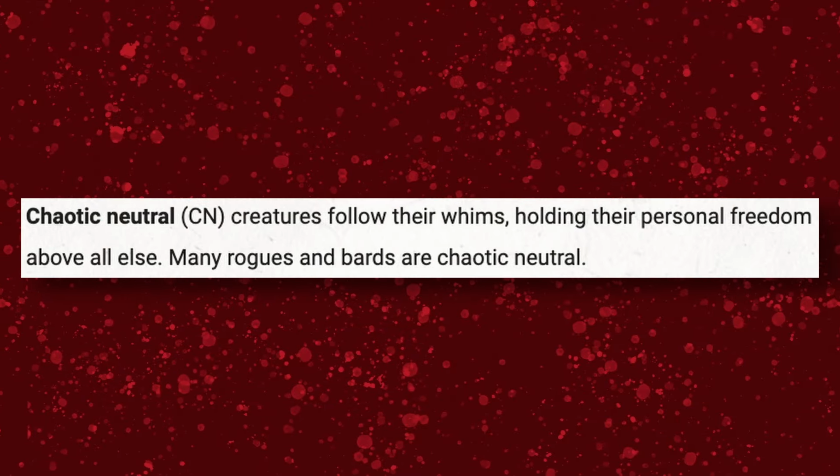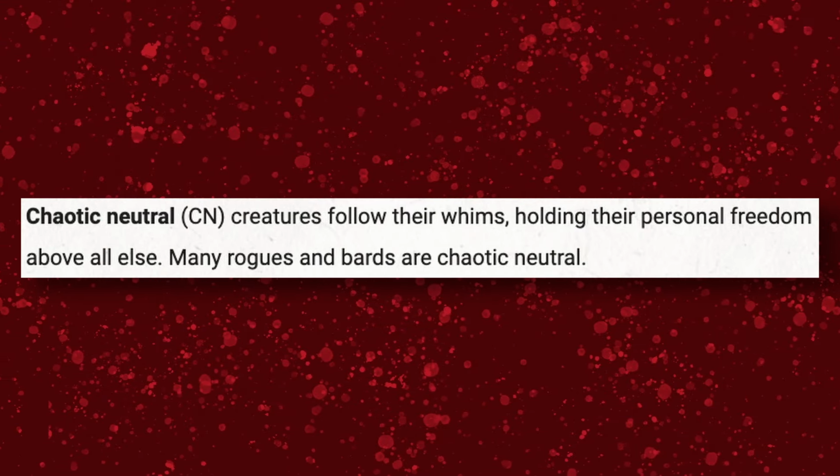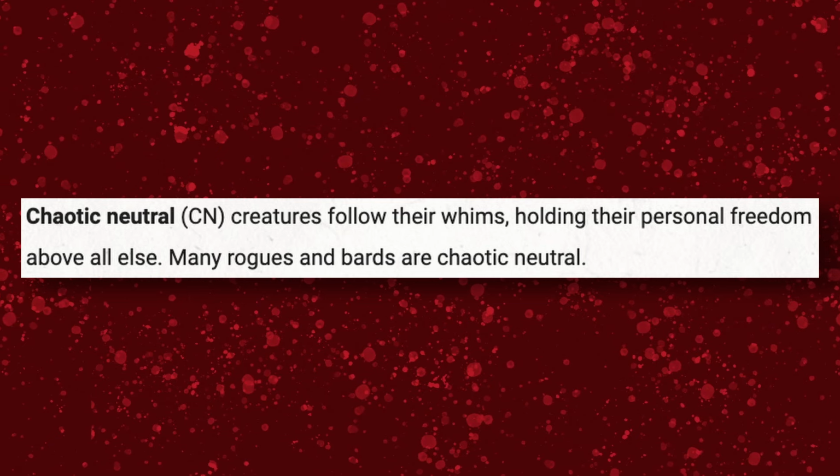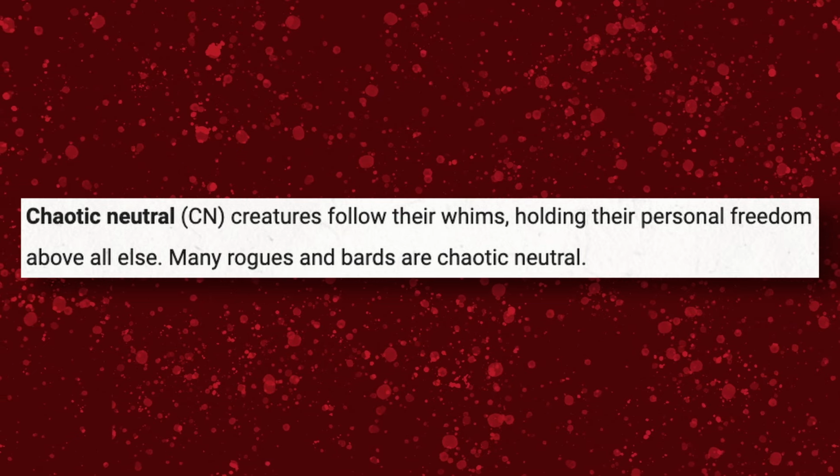And there's chaotic neutral. The rules say that chaotic neutral characters follow their whims, holding their personal freedom above all else. Many rogues and bards are chaotic neutral. Correct. So for me, this is Han Solo. Values his freedom, doesn't want to be tied down, at least in A New Hope. Eventually, he and Leia get together, and there's that. He joins the rebels. But in A New Hope, Han Solo is your classic chaotic neutral character.